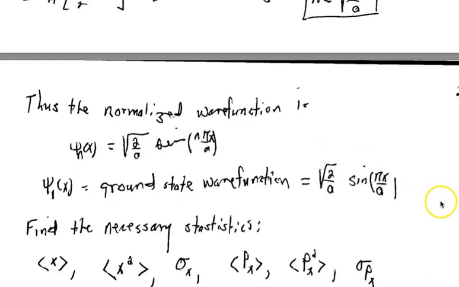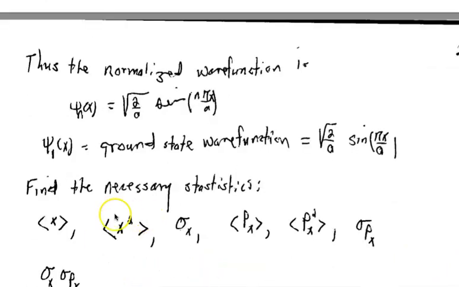All right, so now let's get on with the 7 statistical quantities that I would want you to calculate for the ground state. Now the ground state is when n equals 1, so I set n equals 1 here, and there we have it then. The square root of 2 over a times sine of pi x over a. That's the ground state wave function. Now find the statistics in this case. 1, 2, 3, 4, 5, 6, and 7 quantities here.